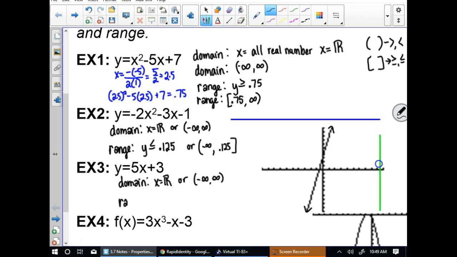And range, I'm thinking of y values. On everything we've looked at so far, there was kind of like a stopping point. But on this one, would a horizontal line touch that graph everywhere? Yeah, because it keeps going up forever this way, it keeps going down forever this way. So our range is also y equals all real numbers, or negative infinity to infinity.